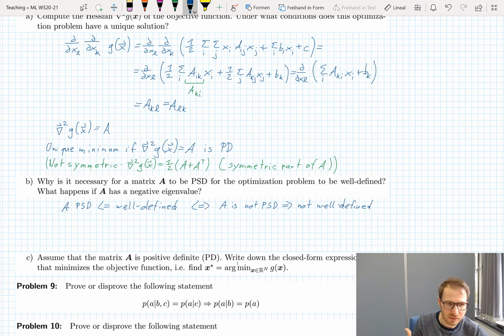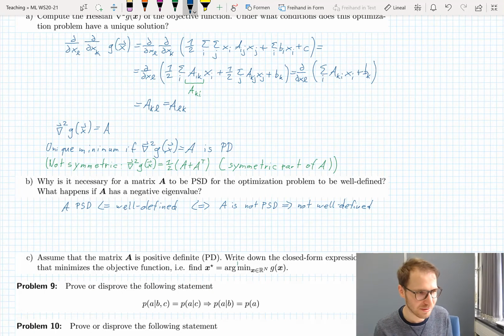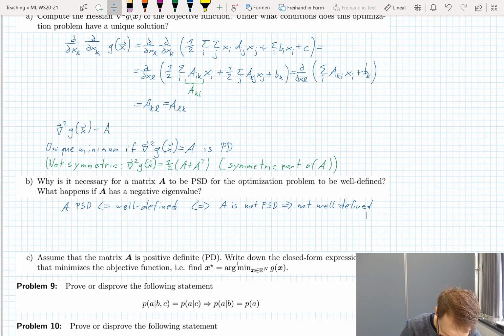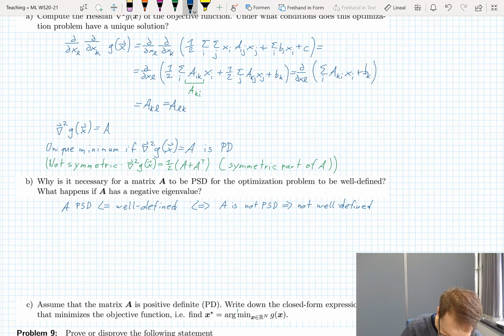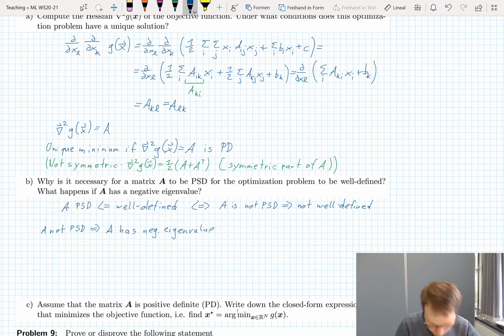By the way, what does it mean to be well defined? Well, it means that there should be some solution. If there is no solution, it's not well defined. Okay. So if A is not PSD, that means that A has a negative eigenvalue, right? Because if it had only non-negative eigenvalues, we've proven that, it would be PSD.